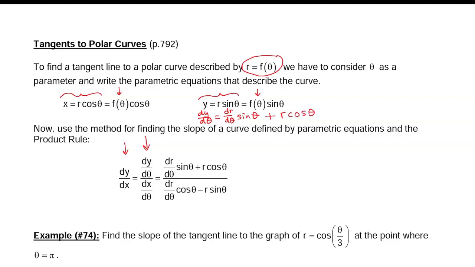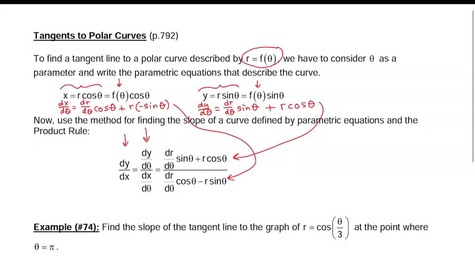Now look at dx d theta. Again, I'll have to do product rule. I will do derivative of the first times the second. So that's dr d theta cosine theta, plus derivative of the second times the first. So the derivative of the second is negative sine theta. So we have to remember that. Now put those two pieces in the formula. This one goes in the numerator, dy d theta, and this one goes in the denominator, dx d theta. So that's our formula. That's where it comes from.